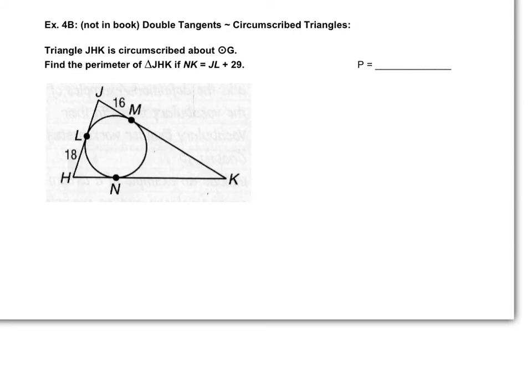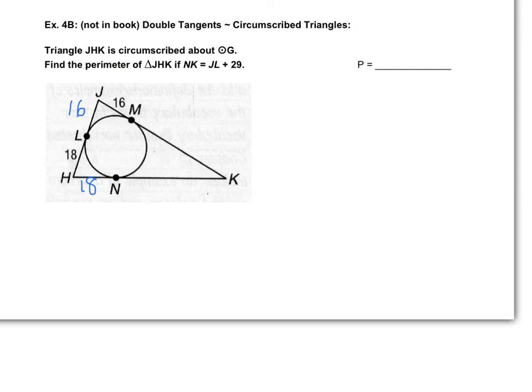Okay, and in this example we can assume with a circumscribed triangle again that we have two tangents at 3 different corners of the triangle that are going to be congruent, so we can put on measures kind of going around the whole deal here. JM and JL have to be the same, so we'll mark JL as 16. LH and HN have to be the same, so HN is 18.